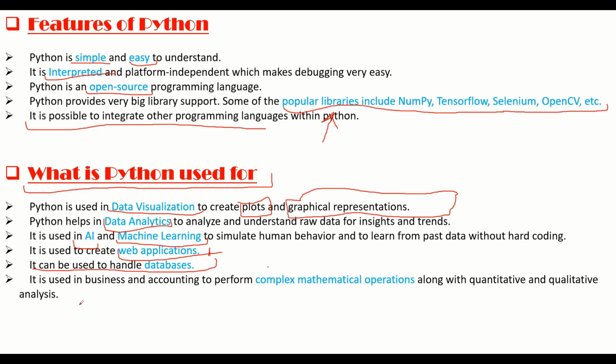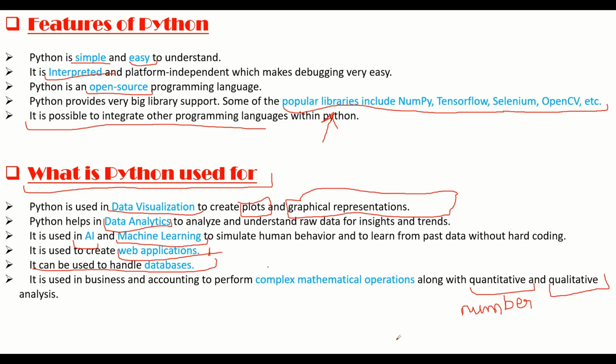So the last point is that it is used in business and accounting to perform complex mathematical operations along with quantitative and qualitative analysis. So guys, quantitative means the data which is in the form of numbers. And what is the meaning of qualitative? Qualitative means categorical data which is not in the form of numbers.